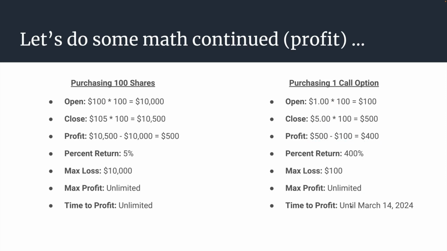And now for the one bummer about call options: the expiration, the time to profit. In the example we've been going over, March 14th, 2024 is when this option expires. And as we've learned, ACM needs to be trading above $101, the strike price plus the premium we paid, or we lose money. The real bummer about call options is the expiration. So you have to be right about your timing and direction when using call options.